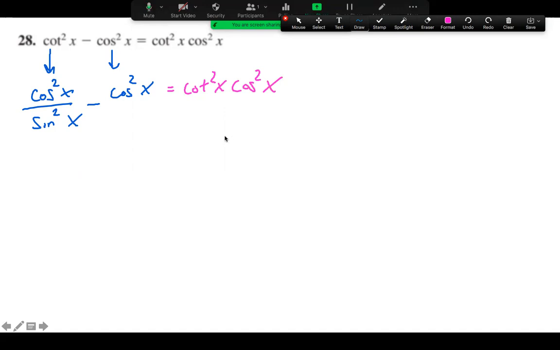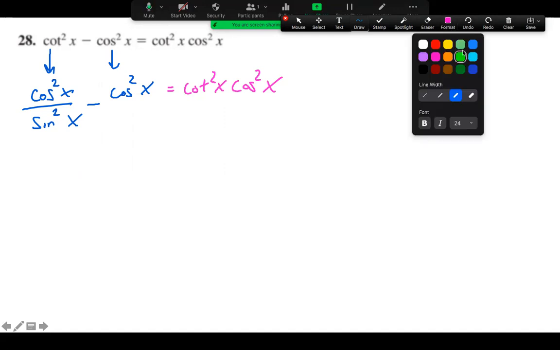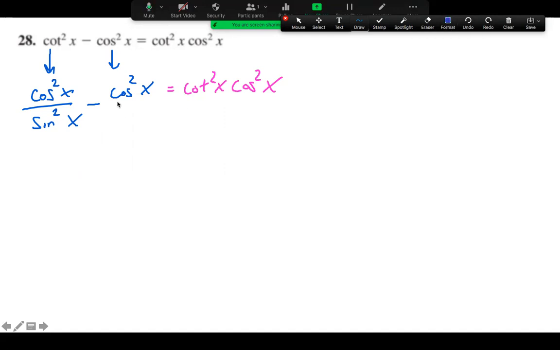Well, what do I notice now? Similar to some of the previous problems, I notice that I have cosine squared x minus cosine squared x. I can factor out cosine squared x because it's common to both terms. Again, if you want to make this a fraction over 1, you may do that. So now I'm going to take my common term, cosine squared x, and factor it out.